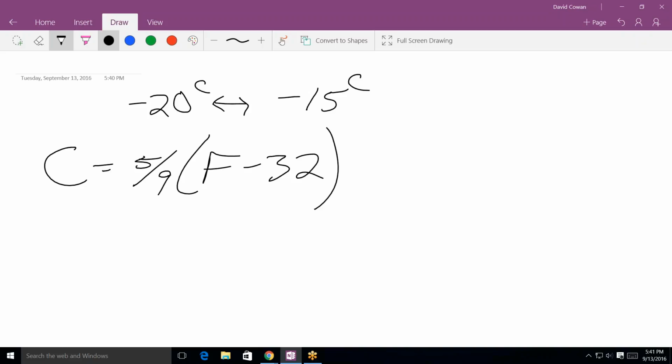Okay. So to answer this, all we have to figure out is what is -20 Celsius in terms of Fahrenheit, right? And also what is -15 Celsius in terms of Fahrenheit. So how do we do that? So we're going to be writing -20 degrees is less than C, which is less than -15.